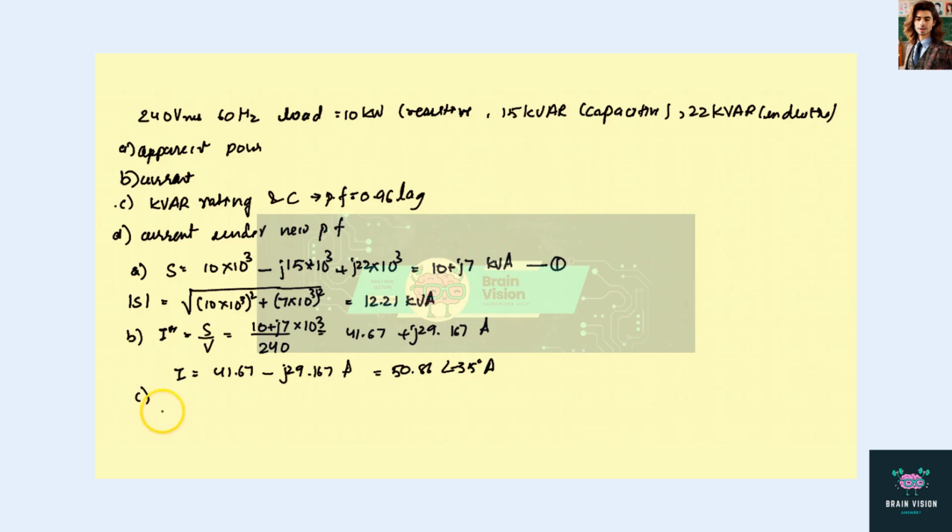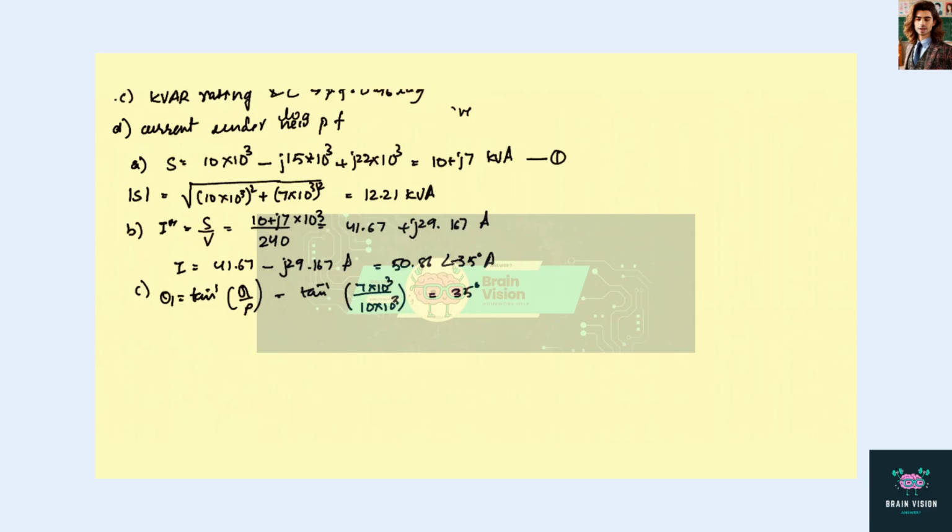For the third part, theta 1 is equal to tan inverse of Q by P. This equals tan inverse of 7 into 10 raised to the power 3 by 10 into 10 raised to the power 3. From here, the value for theta 1 is 35 degrees. Considering the new power factor, cos theta equals 0.96. From here, the value for theta 2 will be 16.26 degrees.